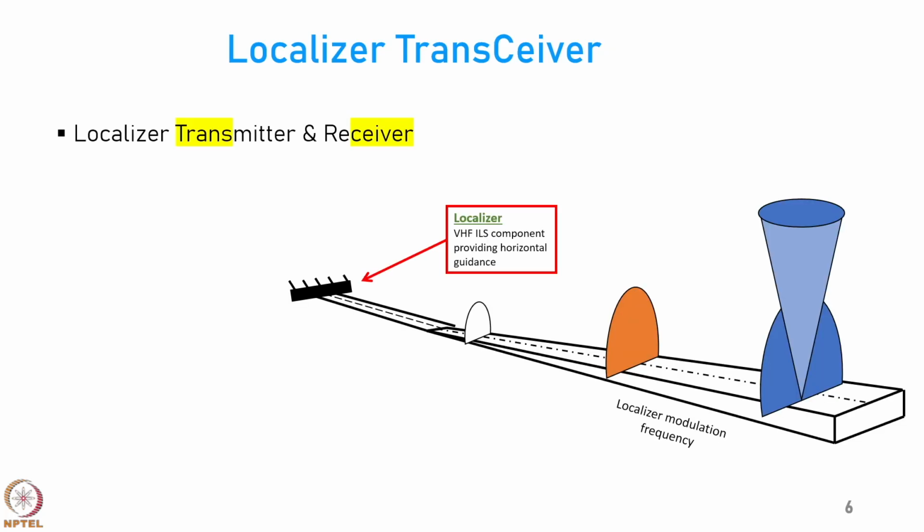First, let us look at the localizer transmitter and receiver, called a transceiver. This, as I mentioned, is generally at the far end of the runway, aligned with the runway center line. It is a VHF based transmitter. It provides horizontal guidance to the aircraft. We say it gives the horizontal azimuth. It's like a VOR, but it is 4 times more sensitive than a VOR.